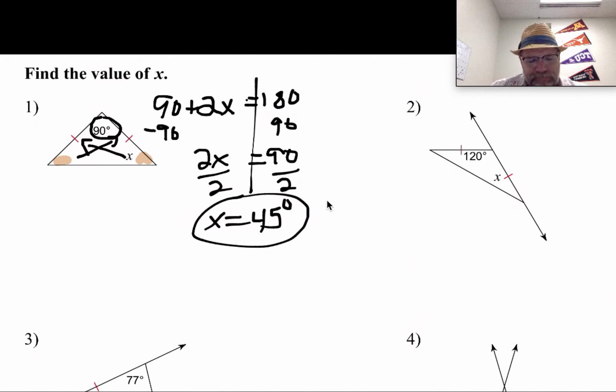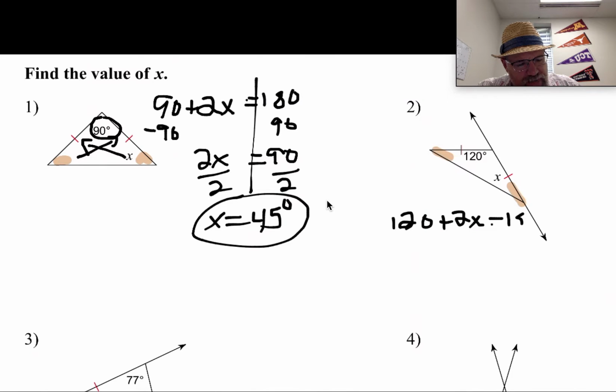And it's 45. Great. I'm going to use this idea of isosceles on most of these first few questions. On question number 2, I have the same scenario. I have an isosceles triangle, so I know that these two angles here are congruent. They're asking me to find one of those two, so I'm going to use the same concept. I'm going to say this 120 plus 2 times the angle will equal 180.